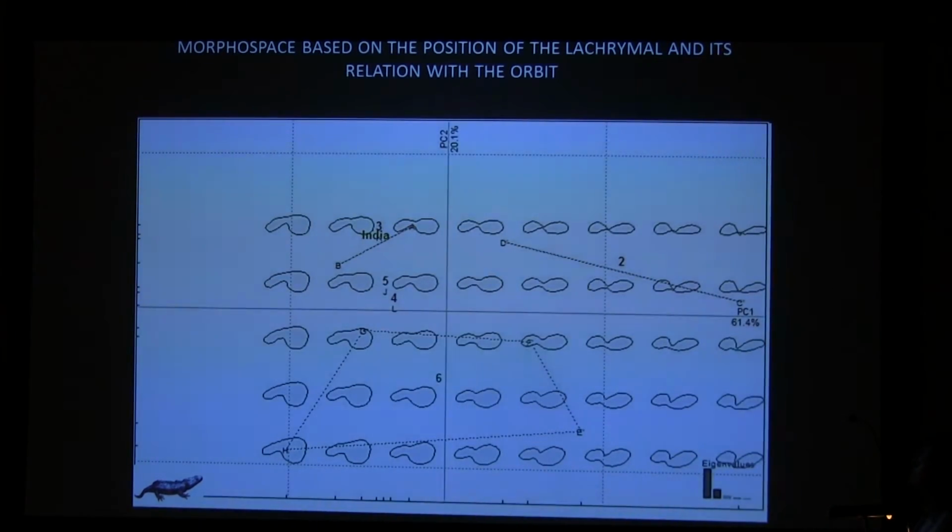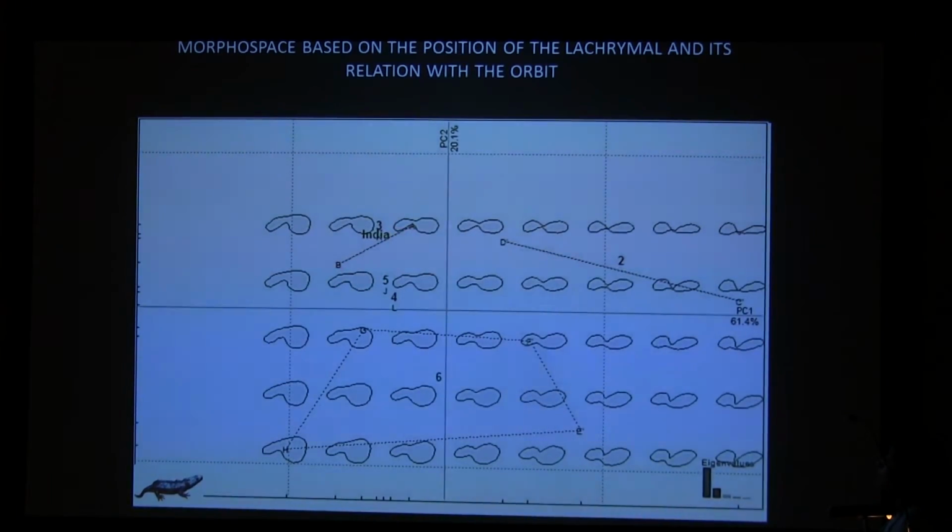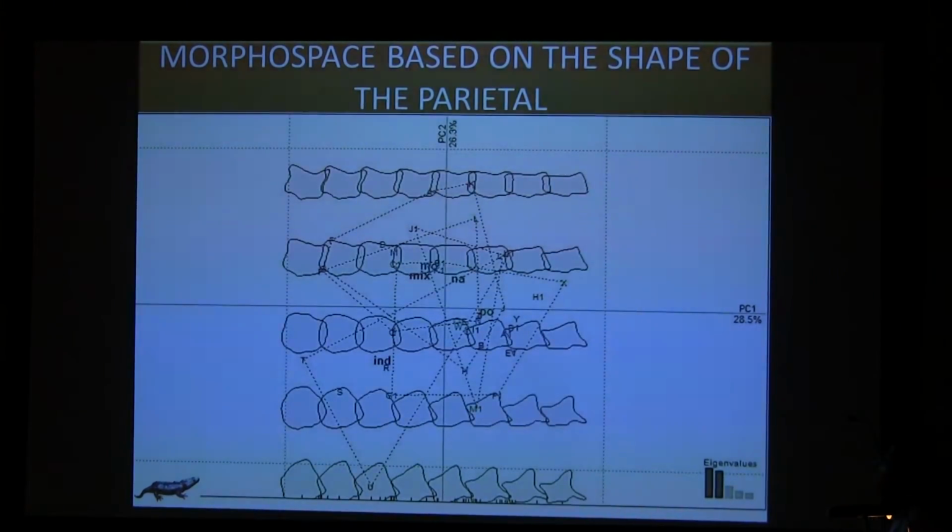This is the much discussed topic, the position of the lacrimal entering into the orbit margin, that is, its relation with the orbit margin. Here, as we can see, there are some specimens where the lacrimal widely intrudes the orbit margin. Somewhere the thickness of the lacrimal entering into the orbit margin varies. Somewhere it just touches the orbit margin, and there are some specimens where the lacrimal does not intrude the orbit margin at all. And here we can see India is quite widely separated and doesn't show any overlap with either the North American or the European forms, based on the shapes only.